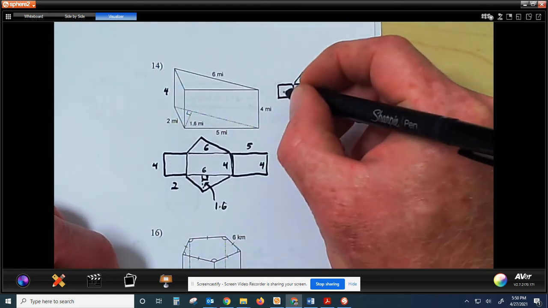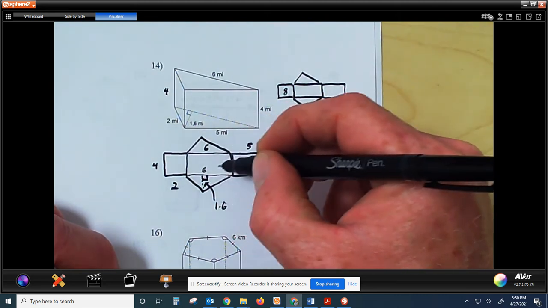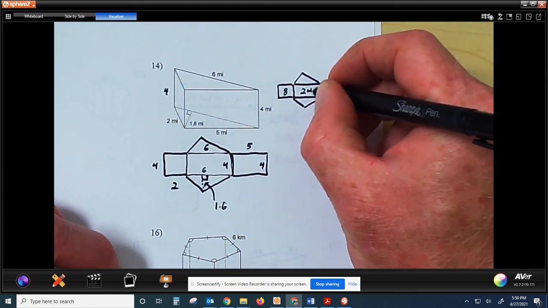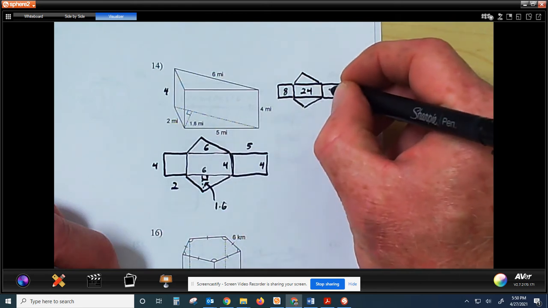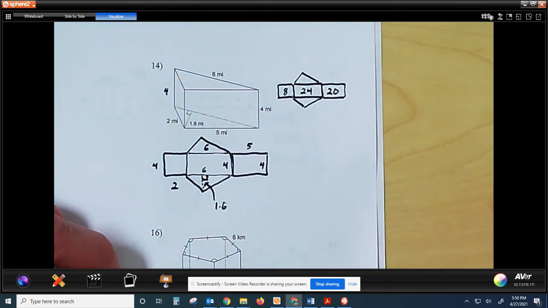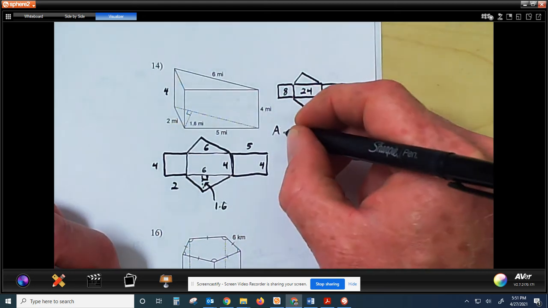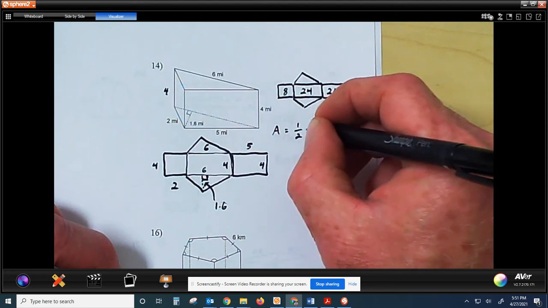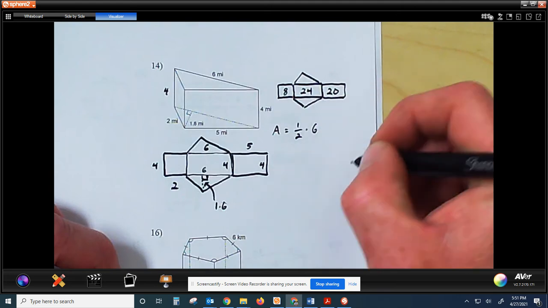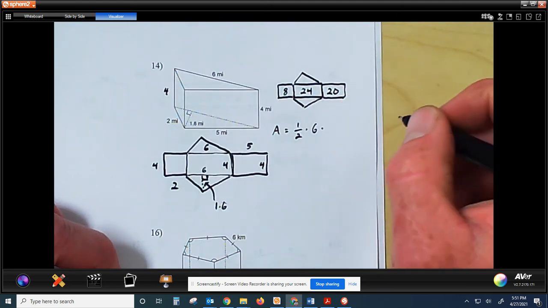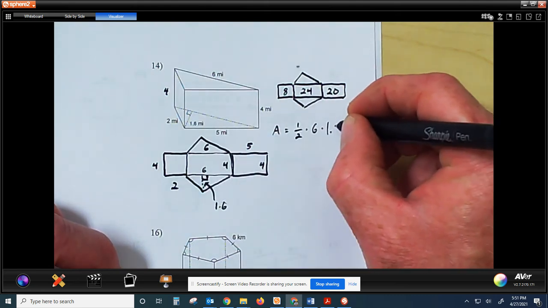4 times 2 is this one. That is an 8. The one in the middle, 6 times 4 is 24. 5 times 4, the one on the right, is 20. The area of the triangle, I have to calculate it. A for the triangle, 1/2 times base, 6 is the base where the 90 comes together, times height, which is 1.6.